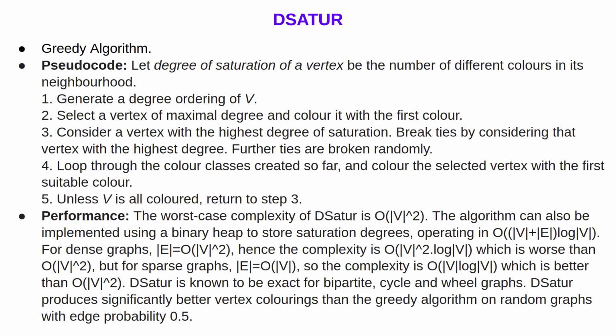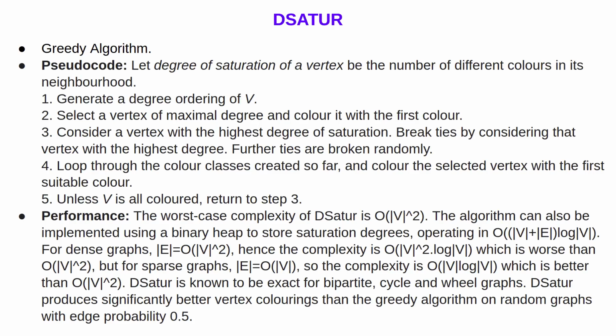Then we consider a vertex with the highest degree of saturation, and if there are ties, we break them by considering the vertex with highest degree, and again if there are ties, then we break them randomly. Then we loop through the color classes created so far and color the selected vertex with the first suitable color. Unless the vertex set is all colored, we return to step 3 and repeat the procedure.